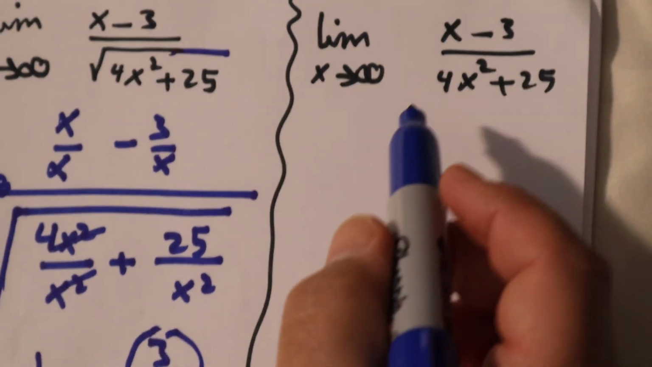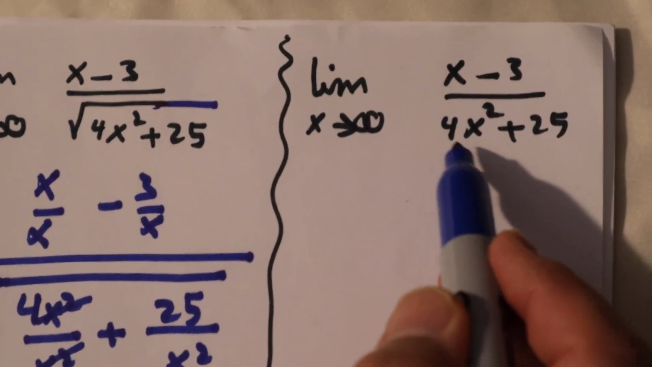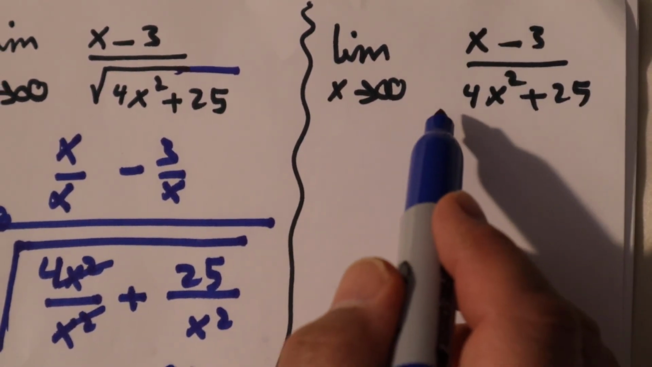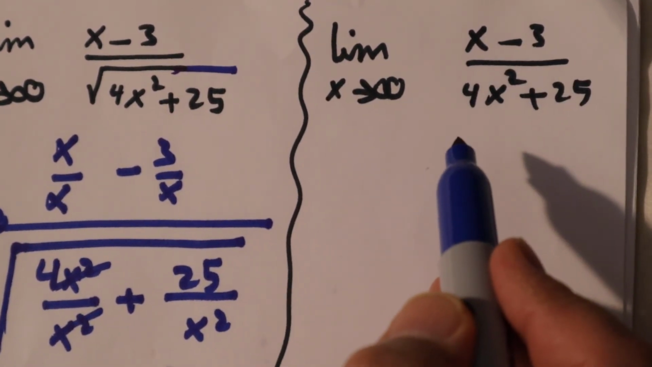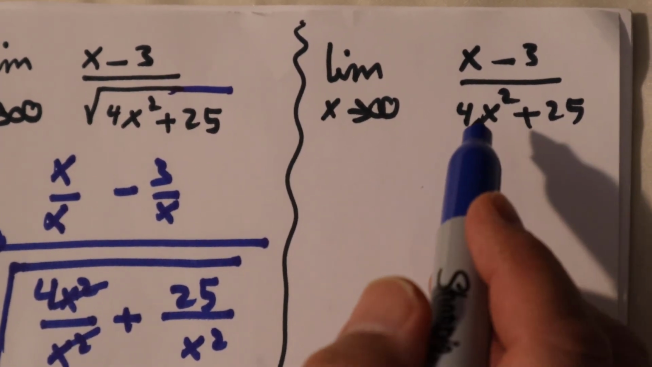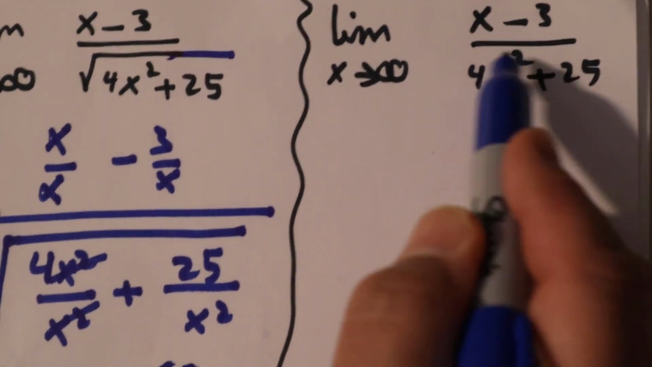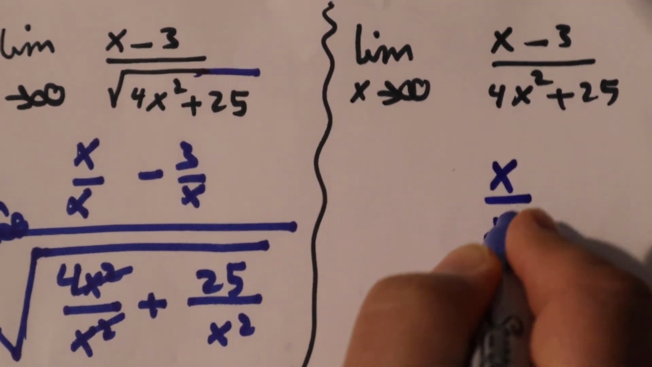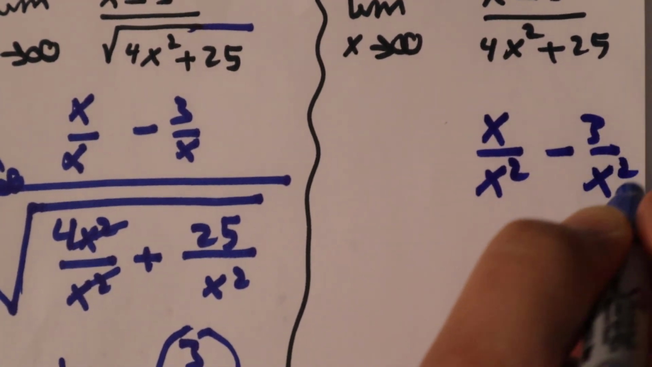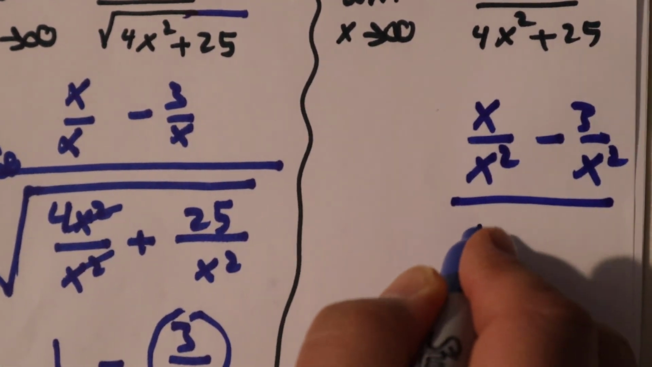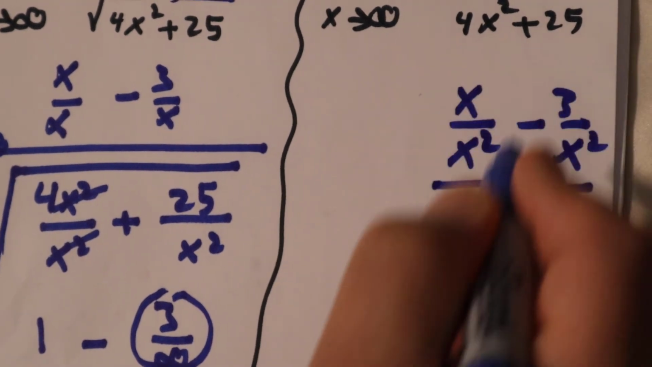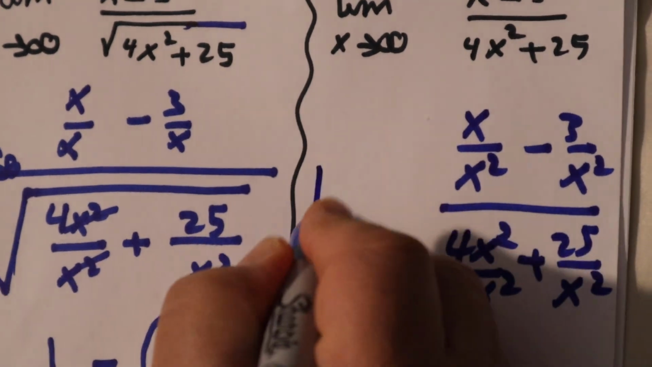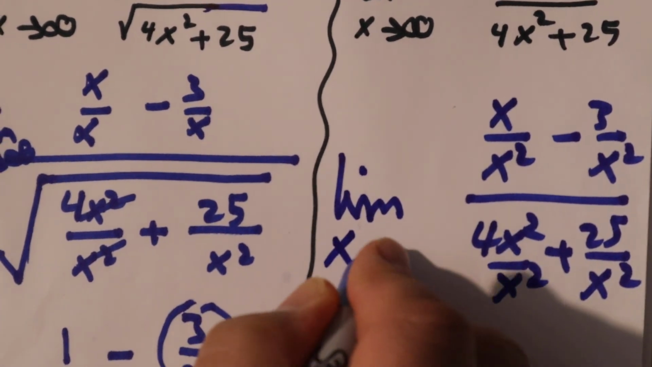Here, we have the limit when x approaches infinity of x minus 3 over the square root of 4x squared plus 25. It's the same, but this rational function doesn't include a radical in the bottom. So what you could do here is divide all terms by the maximum exponent, x squared. So x will be divided by x squared, minus 3 divided by x squared, and 4x squared will be 4x squared divided by x squared, plus 25 over x squared, under the same limit when x approaches infinity.